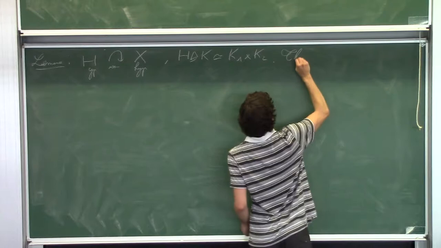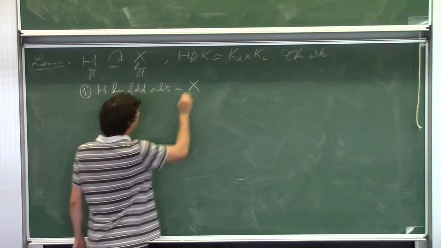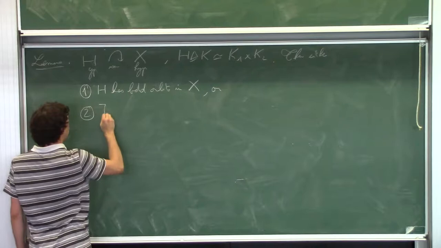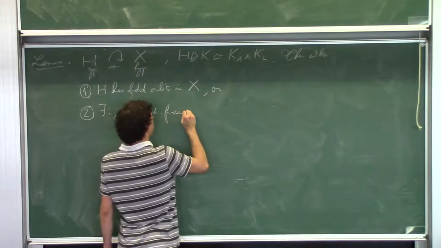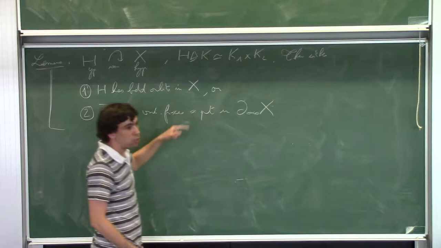Then one of the following holds: either H has bounded orbits in X, or else one of the Ki has a finite index subgroup that fixes a point in the Gromov boundary. So either H has bounded orbits, or one of the Ki has a finite orbit in the boundary.